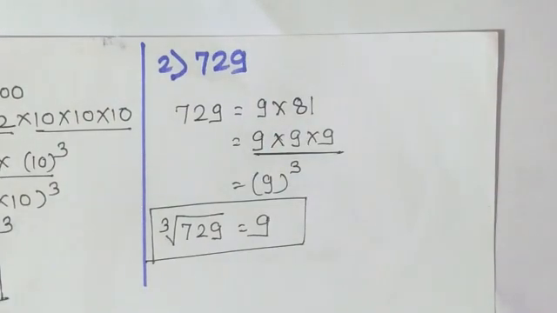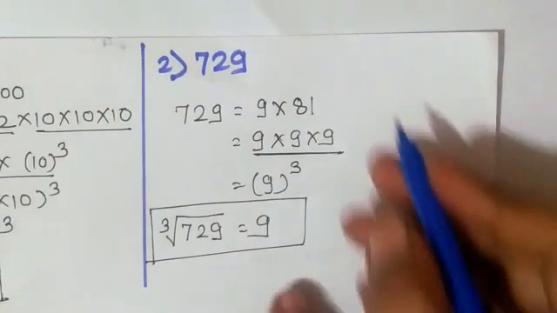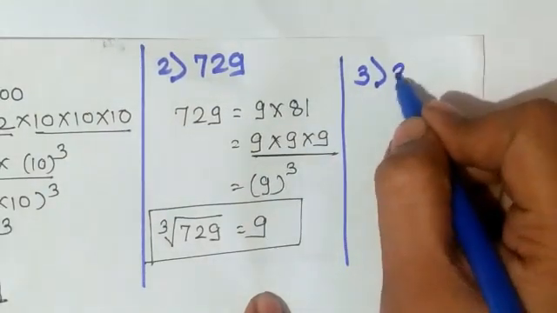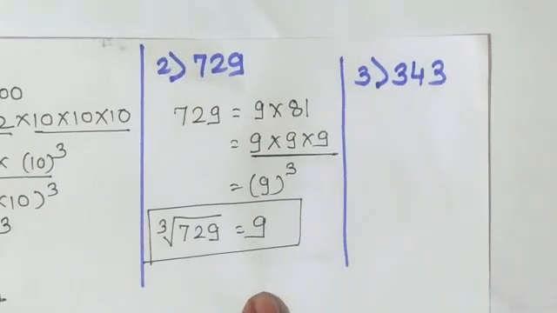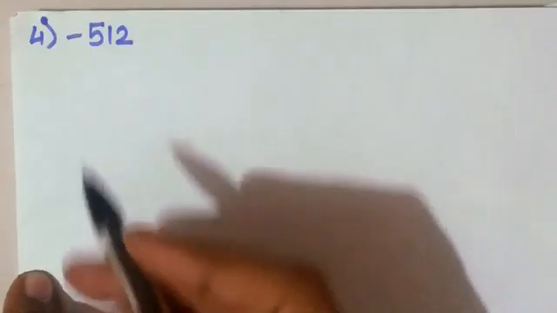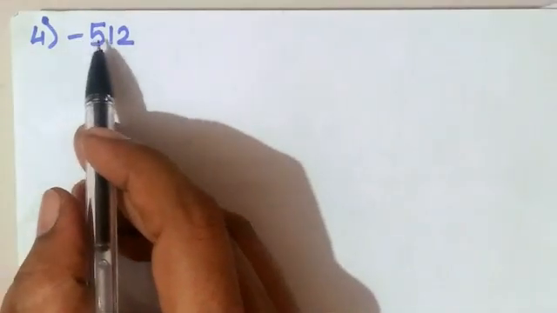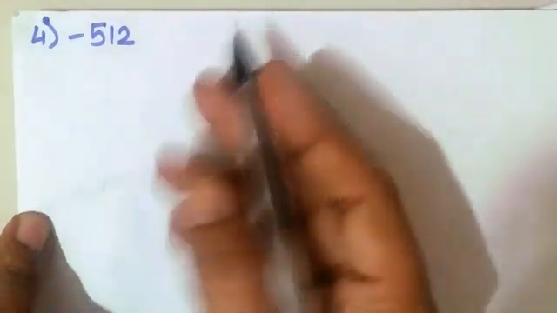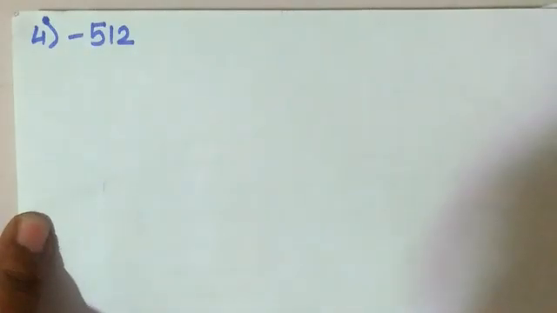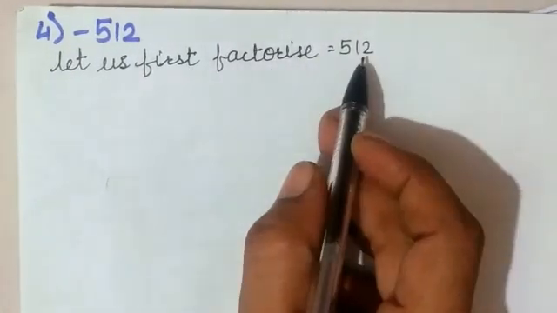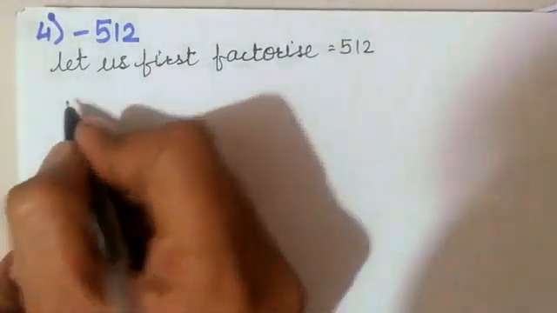In the same way, the third one is the very easiest one. That is, we have to find the cube root of 343. In the same way, we can solve that. That is for your practice. Now here is our fourth question. We have to find the cube root of negative 512. So first of all, we have to factorize 512. So let us first factorize positive 512.